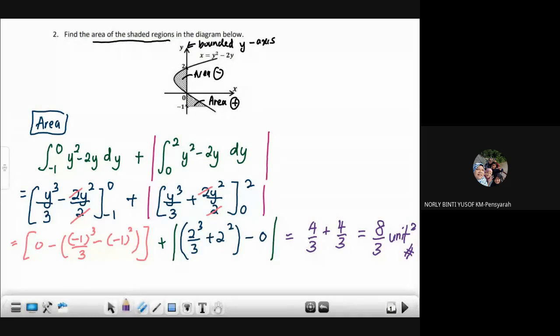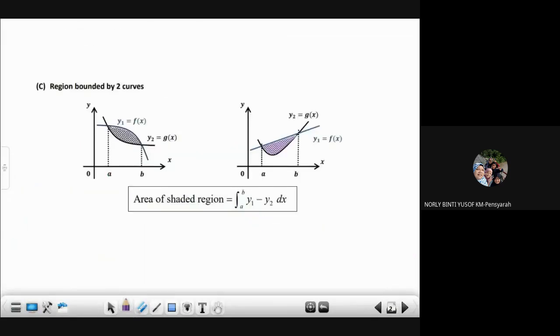Okay, tu graph yang dah diberi, given. So now we go to the part C, still in area, region bounded by two curve ataupun curve dengan line. Kalau tengok dekat first graph ni, dua-dua curve. Untuk second graph, you ada curve dan you ada line. So you nak cari area shaded region kan? So region bounded by two curve or bounded by curve and a line, straight line.